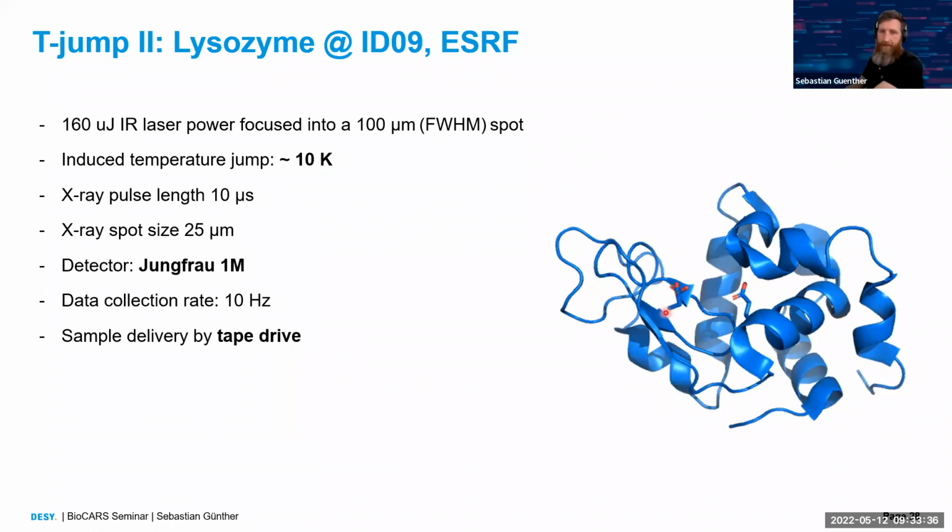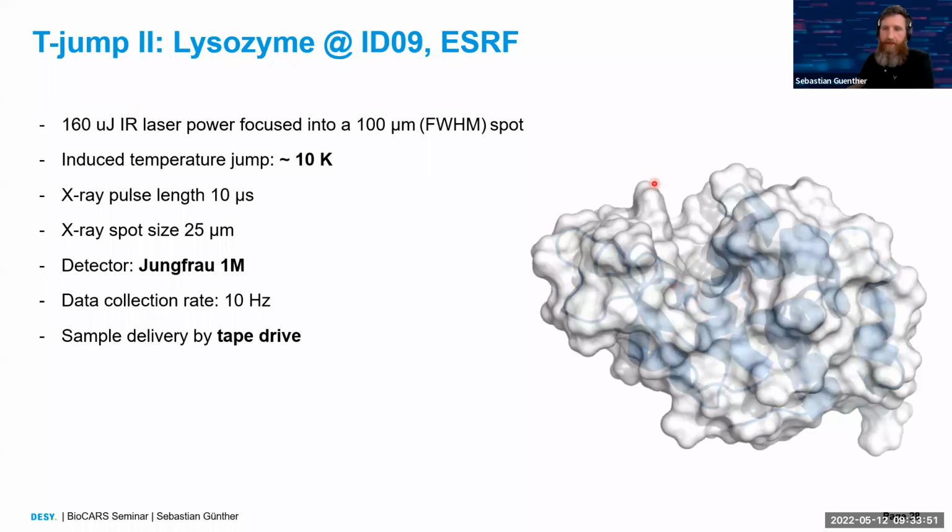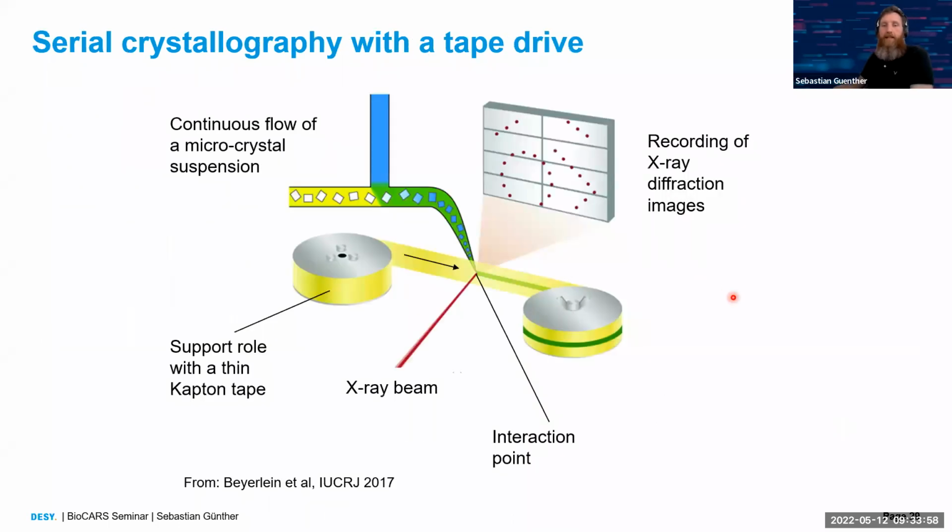And we used lysozyme, which is another favorite crystal protein for method developers, as it's pretty easy to crystallize and reproducible. So here you see the structure of lysozyme with the active site residues. Here again, you have a cleft, where in this case, lysozyme would bind sugar moieties and then hydrolyze them. Like I said, here we didn't use a tape chip, but a tape drive.